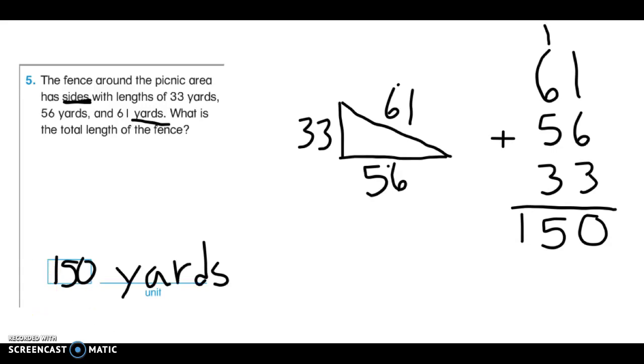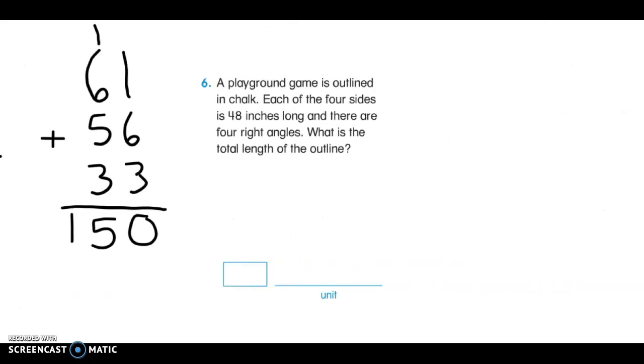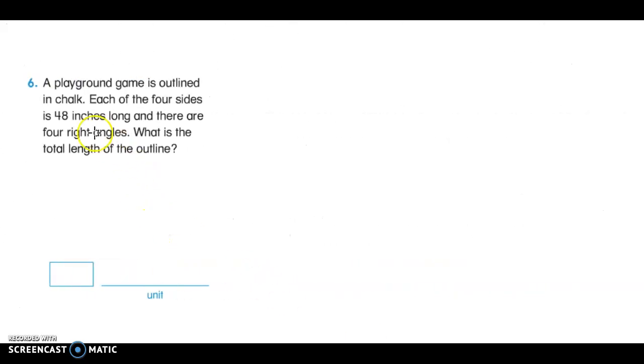Last type of problem that you might see on your homework. Over here, this one only has one number in it at a glance. So let's read it and find out how am I going to use this one number. A playground game is outlined in chalk. Each of the four sides.